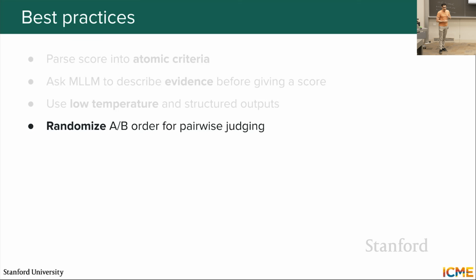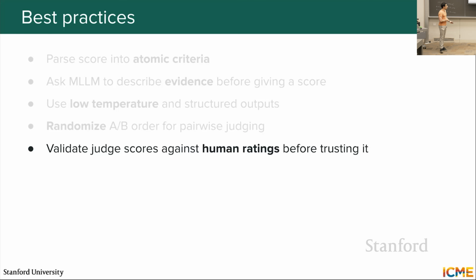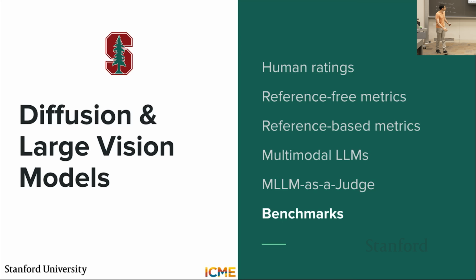Something else is that you might see position bias if you are in a pairwise setting. So it's good to swap the ordering of the 2 samples that you want to compare. And the last point is something that we mentioned just before. We want to make sure it's aligned with human judgment before actually going ahead and trusting it blindly.